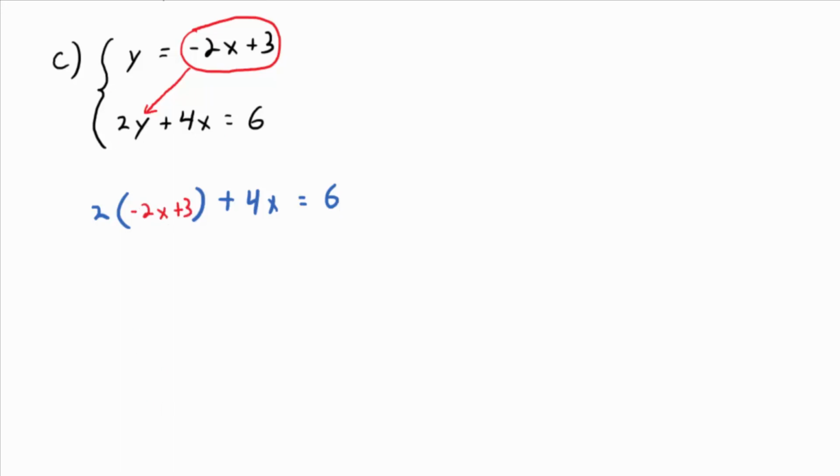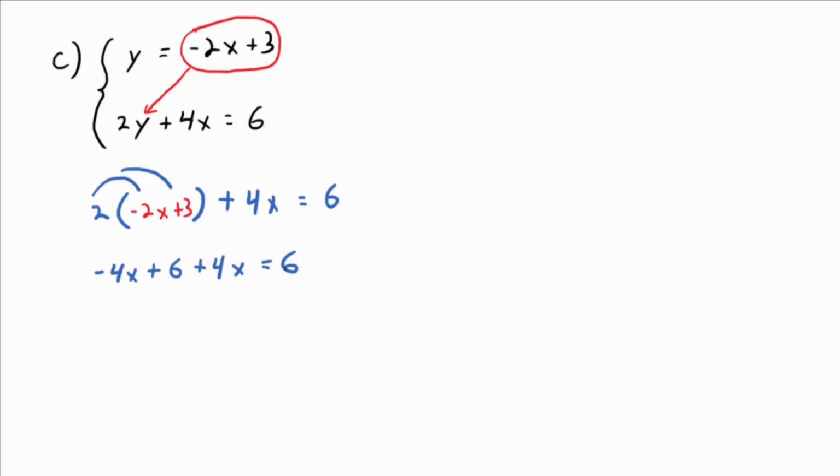Now, are the parentheses necessary in this one? Yeah, because they remind you to do what with the 2 on the outside? Distribute it. You need to distribute it. And if you distribute it, what do you get? Negative 4x plus 6 plus 4x equals 6.